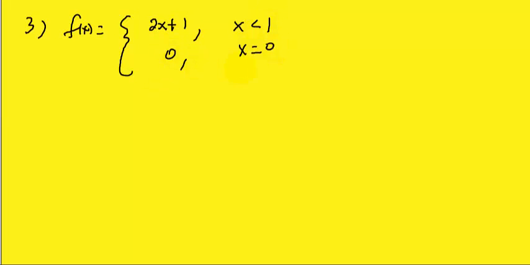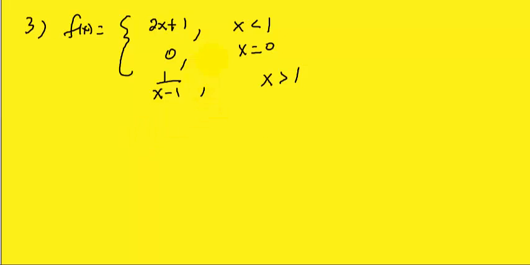Number 3, I have f of x is equal to 2x plus 1 when x is less than 1, and is 0 when x is equal to 1, and I have 1 over x minus 1 when x is greater than 1. Alright, is f continuous at x equals 1? If not, what type of discontinuity? Again, we're checking from left side, right side, and the value of the function.